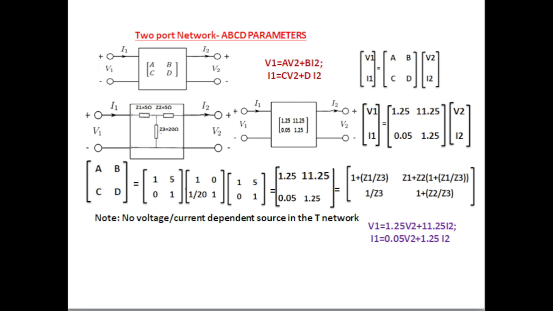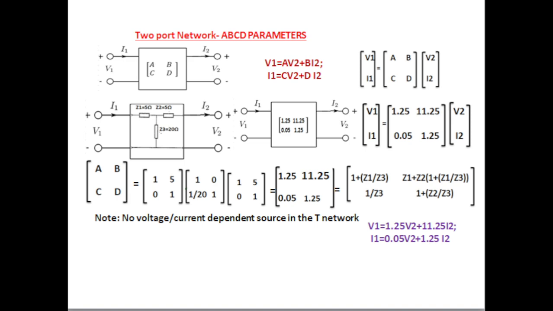So this matrix is called the ABCD matrix. Consider the system which is a T network. That is, Z1 is equal to 5 ohms, Z2 is equal to 5 ohms and Z3 equal to 20 ohms. The same network can be represented in terms of the ABCD matrix.